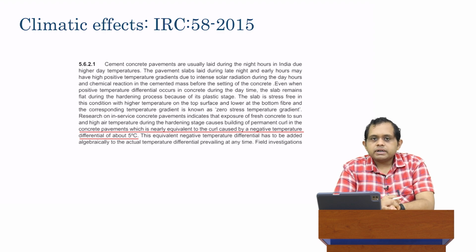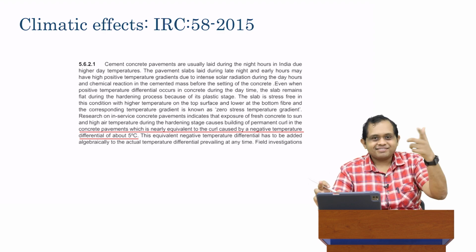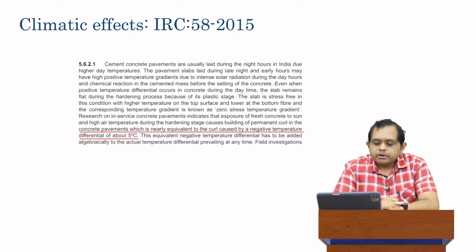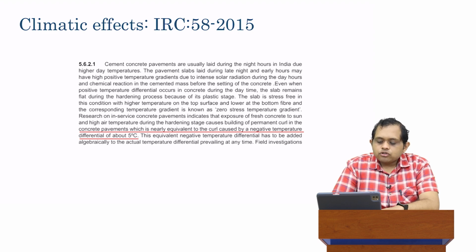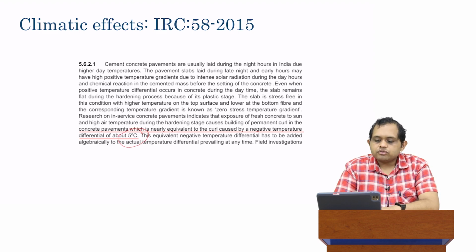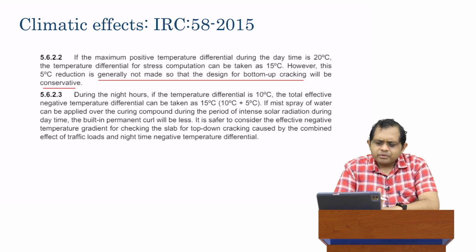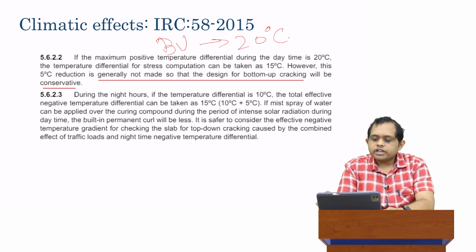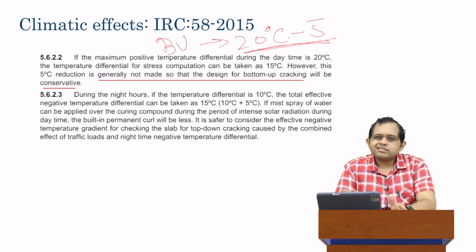Okay, the other thing about built-in curling, let's just keep going. I already mentioned the built-in curling value recommended is 5 degrees Celsius. But it provides another interesting recommendation. If you're looking at bottom-up curling, suppose the maximum positive temperature difference is 20 degrees Celsius and the built-in curling is always a negative value, then you're supposed to subtract 5 from this. What the code says is don't do this subtraction, stay on the conservative side. The 5 degrees Celsius reduction is generally not made for the design of bottom-up curling, so that it's somewhat conservative.